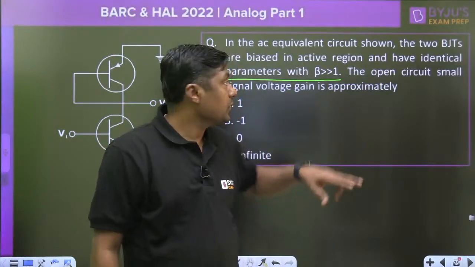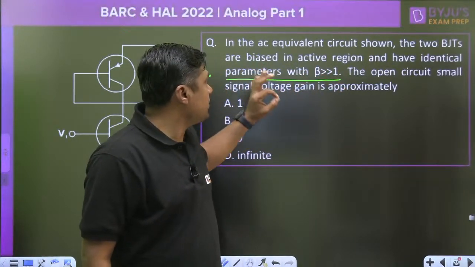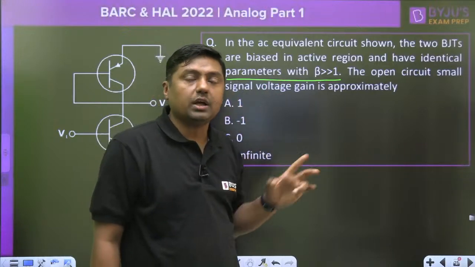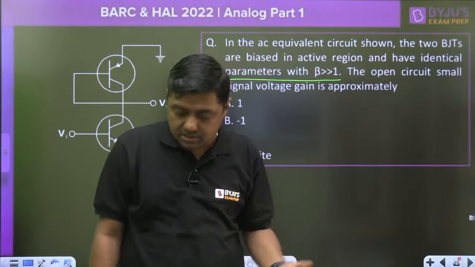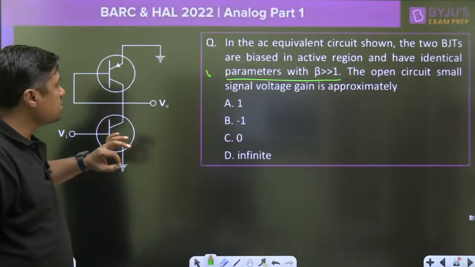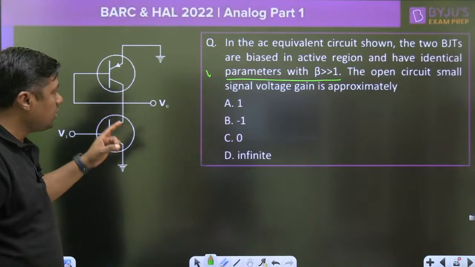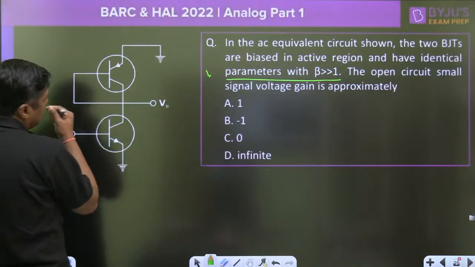In the AC equivalent circuit shown, the two BJTs are biased in active region. Normally, when we want to make a BJT an amplifier, it should be biased in the active region. The open circuit small signal voltage gain is approximately 1, -1, 0 or infinite. Because we are having the diodes, right?